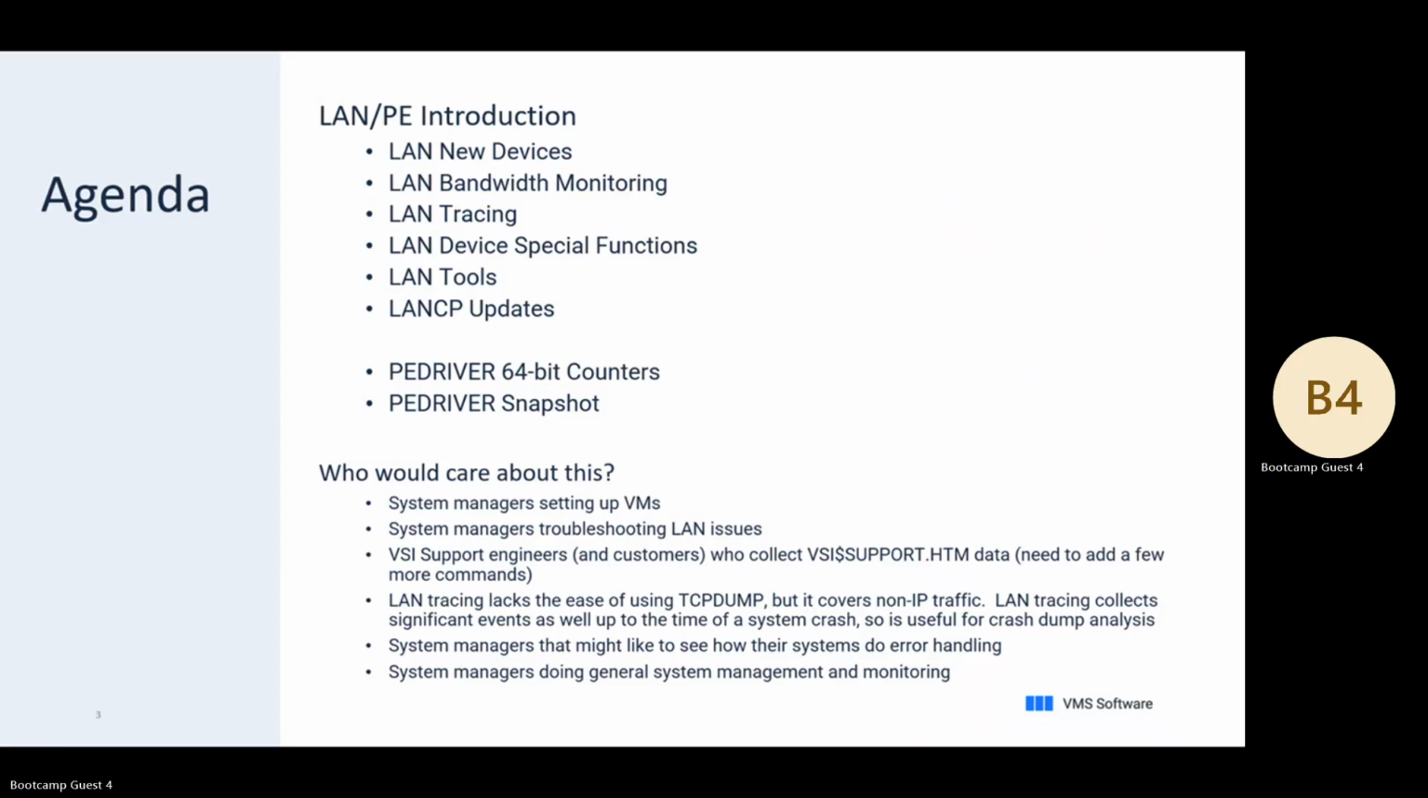So the agenda: first for LAN, the new devices, then we'll go over bandwidth monitoring, which is new to x86. Then LAN tracing, where there are a bunch of improvements, mostly user-friendly improvements. Then LAN device special functions. These are used for debug or fault insertion, but they're useful in a lot of different ways, so we'll go over some of those. Also some LAN tools that ship on the x86 kit. Also some updates to LAN CP, and then I'll go over the PE driver, 64-bit counters, and snapshot functionality.